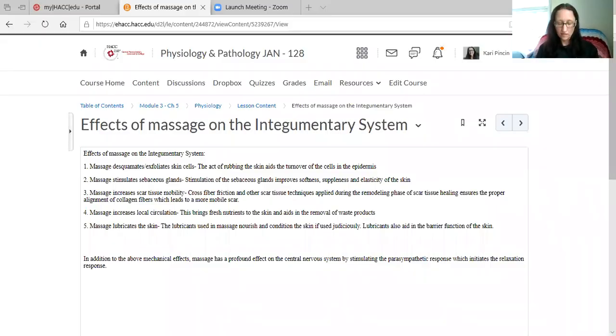I am going to share the screen in a moment, but I wanted to let you know that the effects of massage are not in your textbook, your physiology textbook. They are, however, in your massage mastery textbook, and they begin on page 82. So all the effects of massage that we're going to talk about are in your massage mastery textbook. I will try to give you specific page numbers as we go along. For now, I'm going to share the screen, and we have effects of massage on the integumentary system.